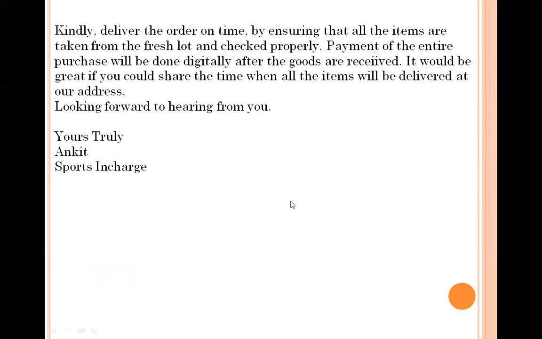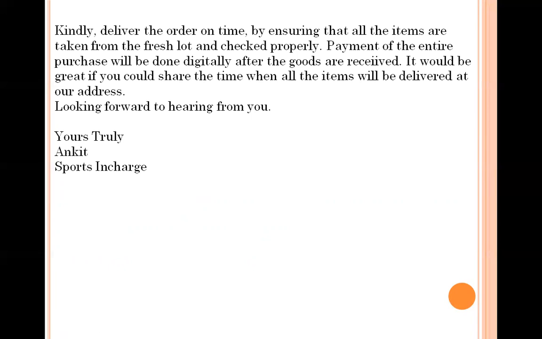Kindly deliver the order on time by ensuring that all the items are taken from the fresh lot and checked properly. Of course, it is very important that when you place the order, you also ask the person that it should be properly checked before dispatching the order. Payment of the entire purchase will be done digitally after the goods are received. It would be great if you could share the time when all the items will be delivered at our address.